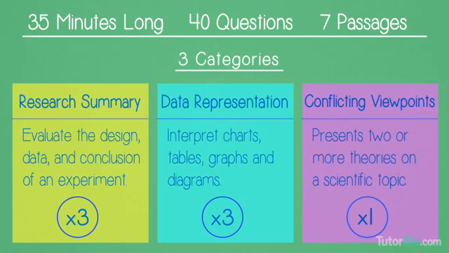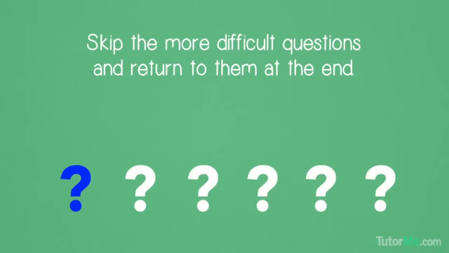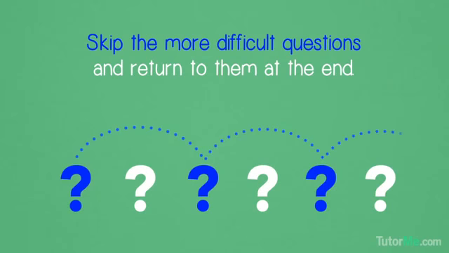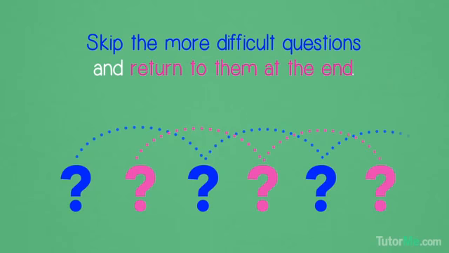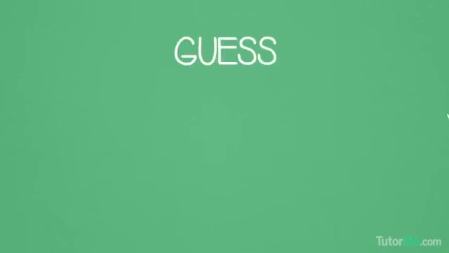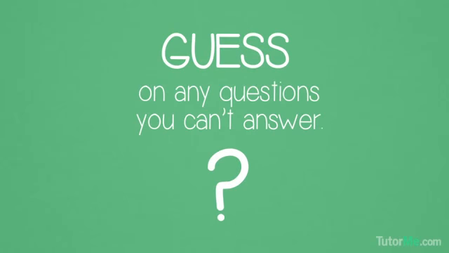Always answer the easy and medium questions first. In general, the questions in each passage will increase in difficulty as the questions go on. Skip any questions you can't answer immediately. Then come back to the problems you've skipped at the end. Make sure to guess on all the remaining questions. Remember, there's no penalty for incorrect answers on the ACT.